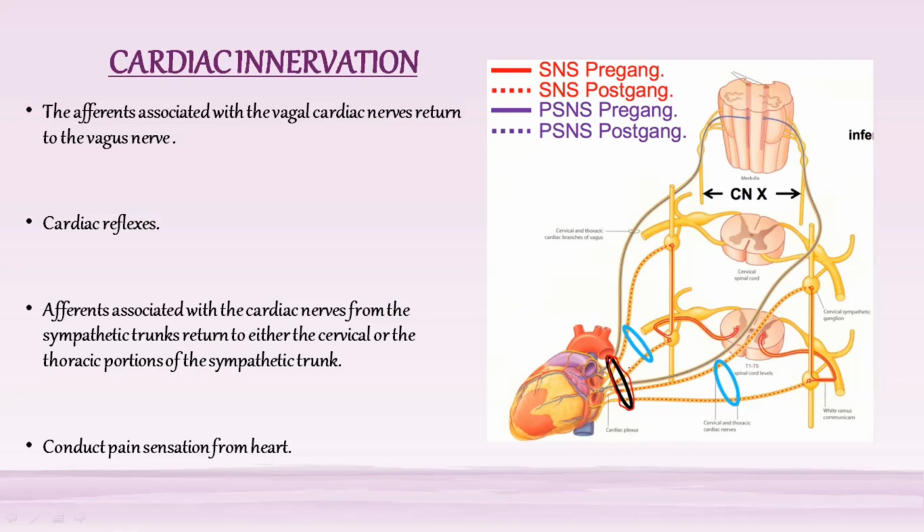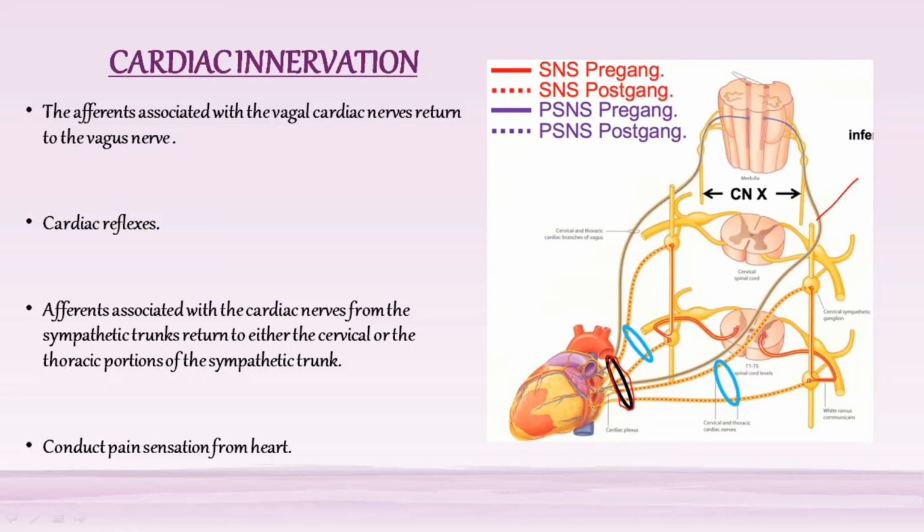Now some efferent fibers reach the central nervous system through the sympathetic trunk. So the efferents associated with the cardiac nerves from the sympathetic trunk reach the cervical or thoracic portion of the sympathetic trunk, then go towards the central nervous system. Now these fibers conduct pain sensation from the heart.